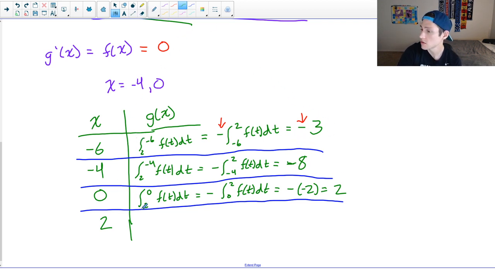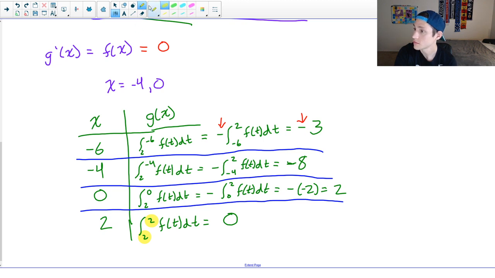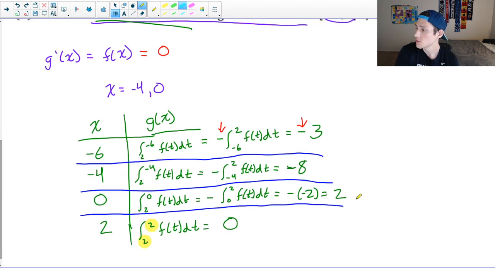But let's try this very last one. The integral from 2 to 2, f of t dt. I don't even need to look at the graph here. Hopefully we remember that if we take an integral and the bounds a and b are the same, from 2 to 2, that's 0. Okay, so which one of these is the absolute max? -3, -8, 2, or 0. Okay, 2 is the largest number there.